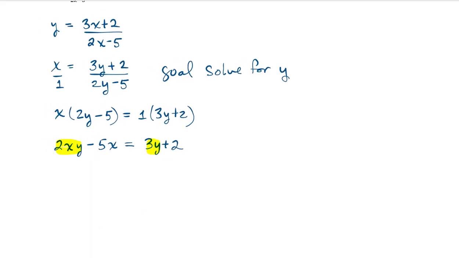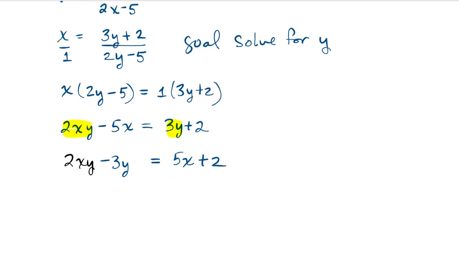Hence, subtract 3y to both sides of the equation. So we get 2xy minus 3y. And then I'm going to add 5x to both sides at the same time. So 5x plus 2. So basically subtract 3y to both sides and add 5x to both sides. And this is the result that we get.